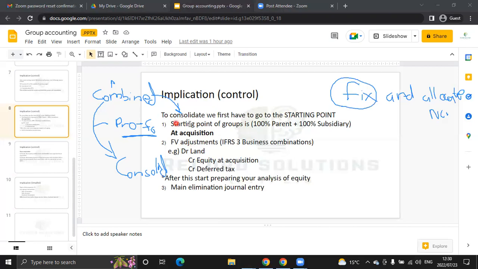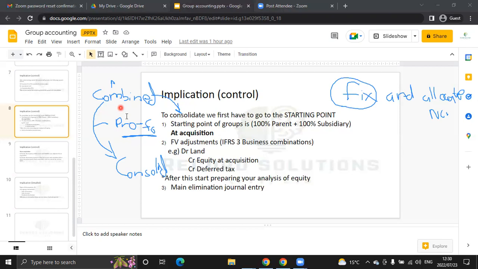This starting point of the group, you won't write it anyway. You just know that that's what happens. In the test, they'll tell you to prepare a pro forma journal entry. Do you see that? That's why you don't do this one, because this is not a pro forma journal entry. It was just combining these two. Pro forma journal entries are there to fix and allocate. Here you're not fixing and allocating, you are just at the starting point.